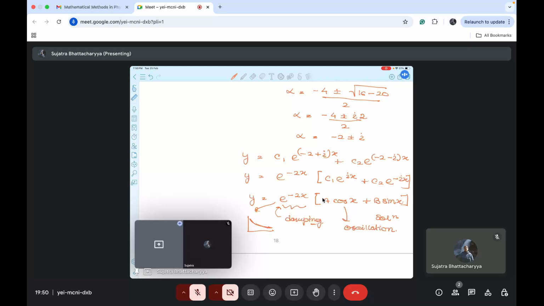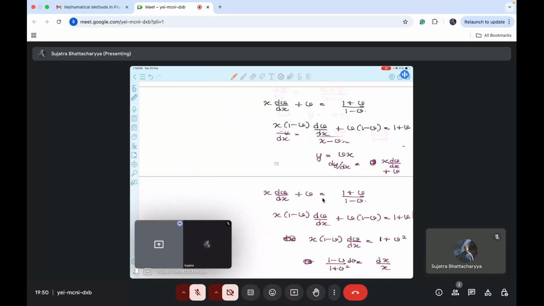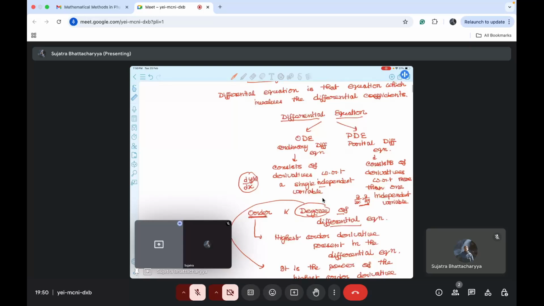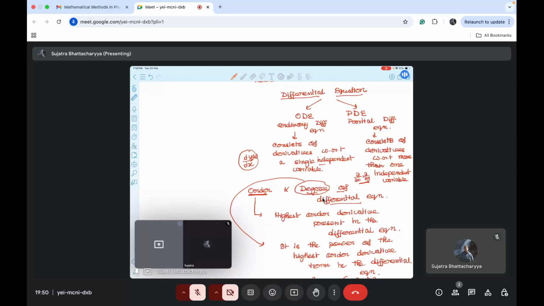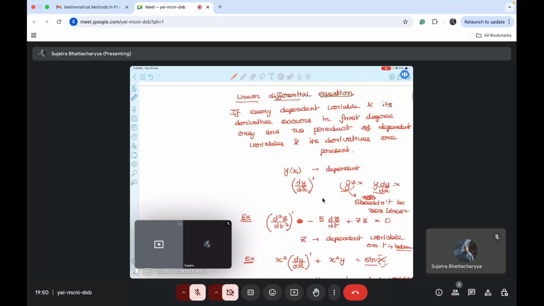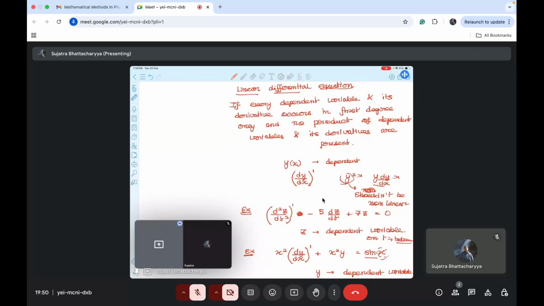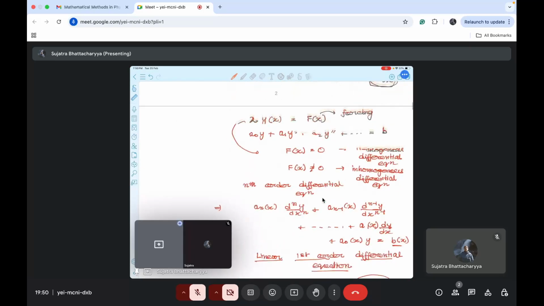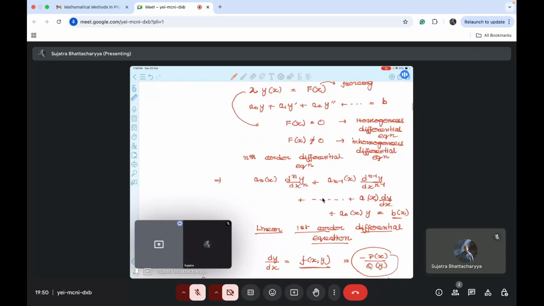Fine. So what we have started with is about the ordinary differential equation. We have seen that differential equations are of two types, ODE and PDE. Mostly we are considering ODE here, which consists of derivatives with respect to a single independent variable. We talked about order and degree. Then the linear differential equations, what are the conditions for that? And the nonlinear differential equation examples also. We have talked about the homogeneous and inhomogeneous equation.